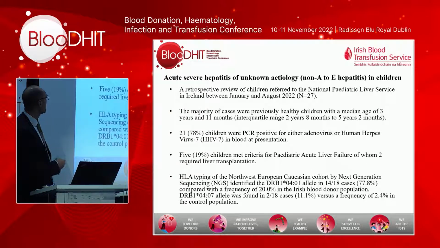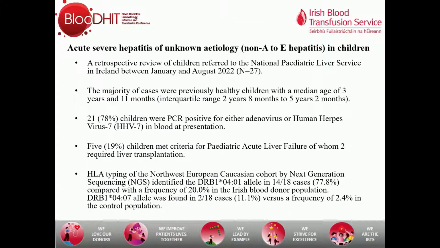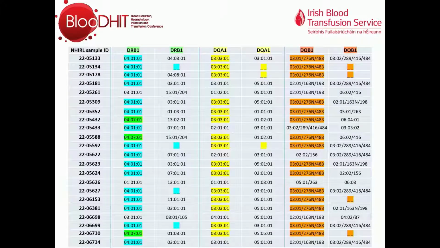In our own population, from the 27, looking specifically at those that were Northwest European Caucasoid, by next generation sequencing we identified 0401 in 14 of 18, so 78%, as compared to the frequency in the Irish blood donor population of 20%, so 4 times that. Similarly for 0407, 11% in the cases, and in the normal population you'd have a frequency of 2.4%. As an update to the poster that you'll be able to see as well, we now have 22 cases of Northwest European Caucasoid ethnicity, and of those 22, 19 have either 0401 or 0407.